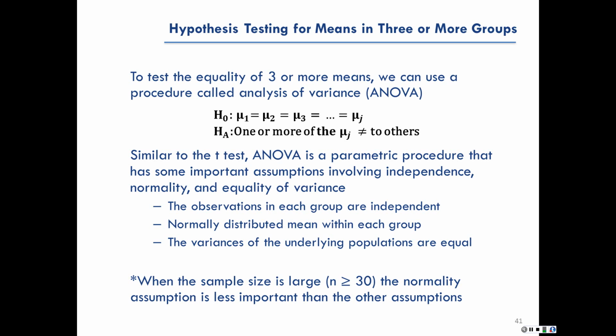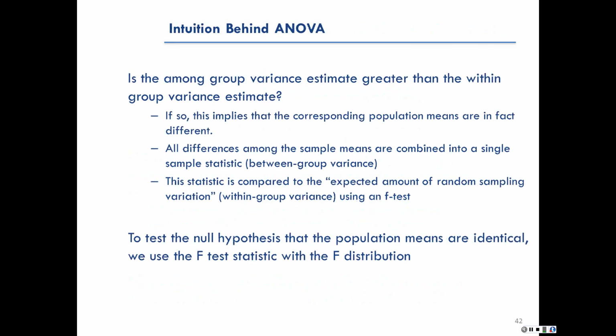So we assume the observations in each group are independent. We assume the mean is normally distributed within each group, and that the variances of the underlying populations are equal. Note that when the sample size is large, due to the central limit theorem, so large being greater than or equal to 30, the normality assumption is less important because we can assume it. But the other assumptions still are important.